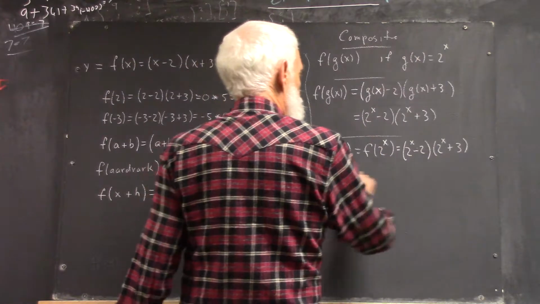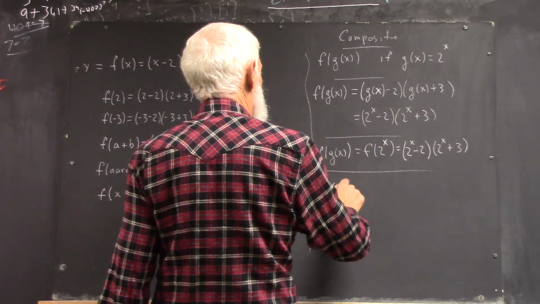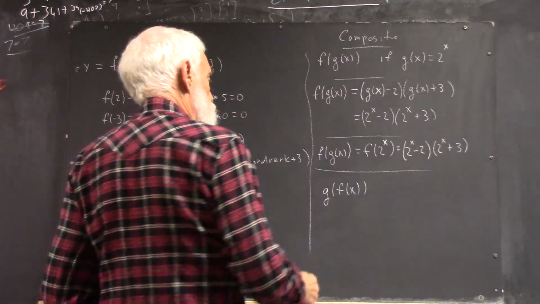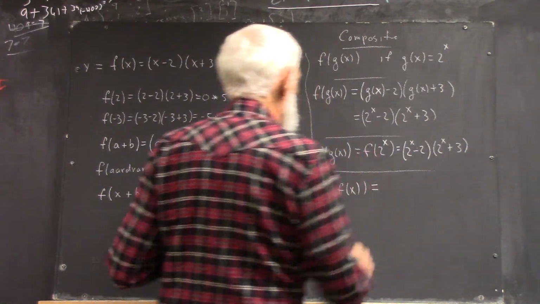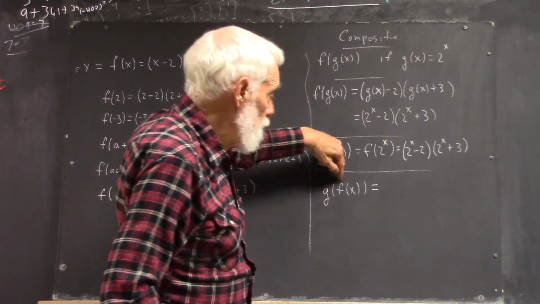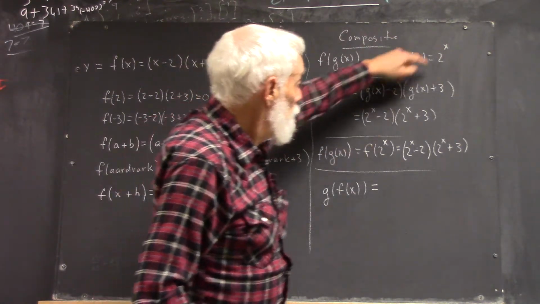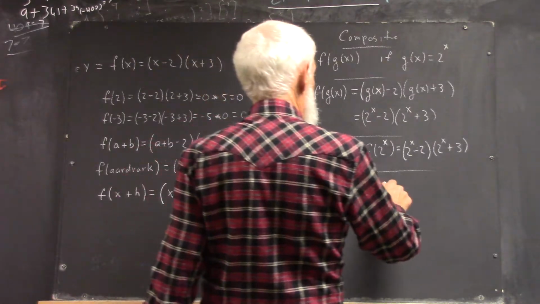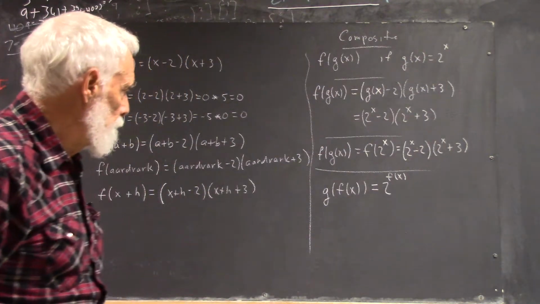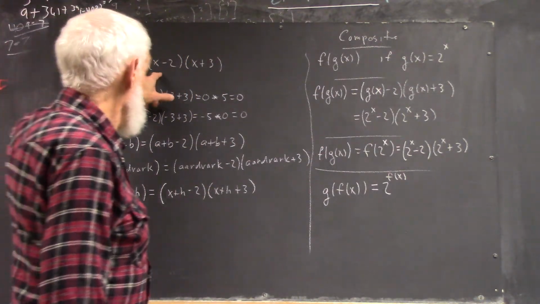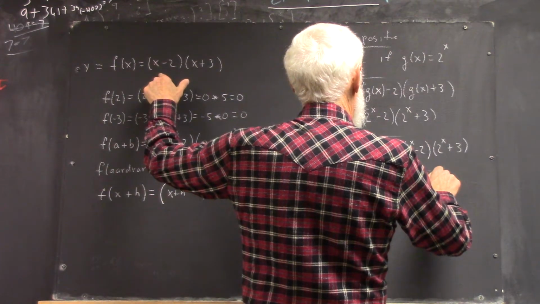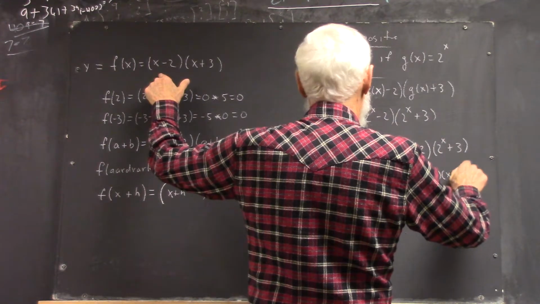And while we're at it, as you're often asked to do, what's g of f of x? Is it the same as f of g of x? Is this thing commutative? Well, let's see. G of f of x, well, g of x equals 2 to the x. If we replace x by f of x, we get g of f of x. So we'd better replace this x by f of x, and we get 2 to the f of x. Okay? But we know what f of x is. So this is 2 to the x minus 2 times x plus 3.